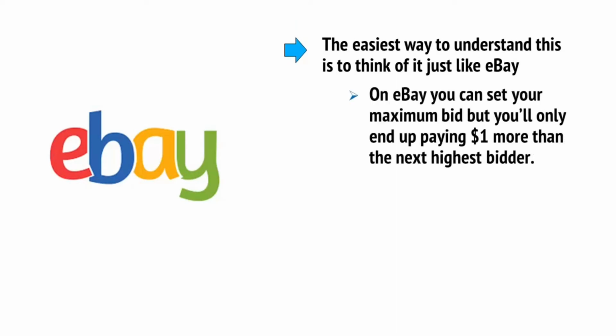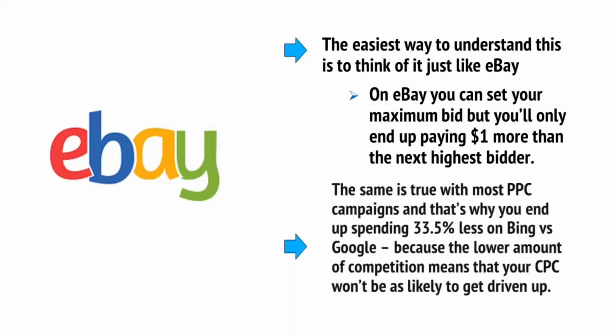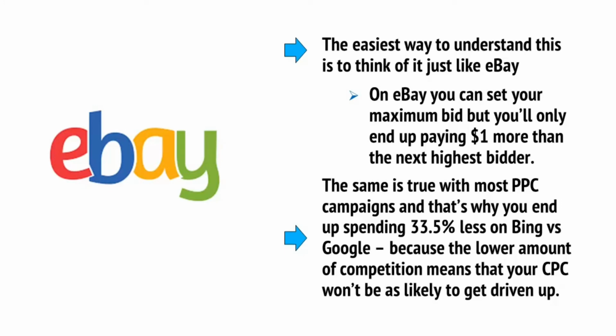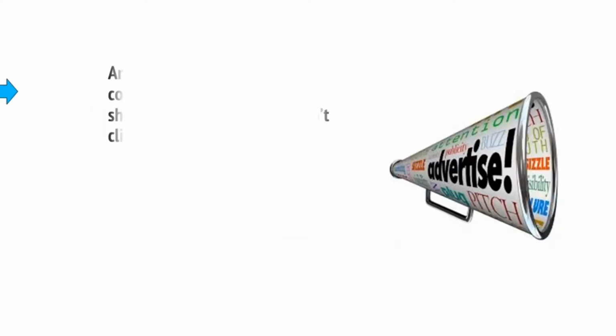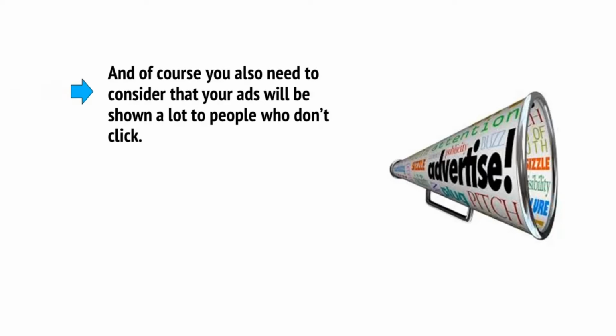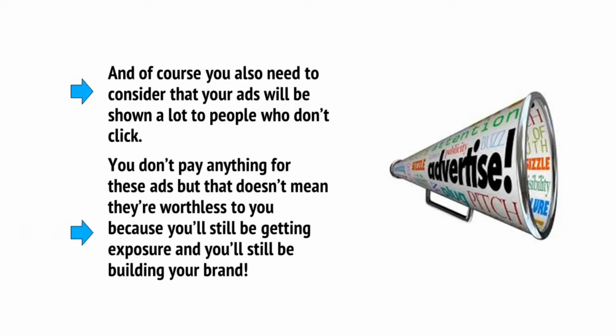On eBay you can set your maximum bid, but you'll only end up paying $1 more than the next highest bidder. And the same is true with most PPC campaigns, and that's why you'll end up spending 33.5% less on Bing versus Google, because the lower amount of competition means that your CPC won't be as likely to get driven up. And of course, you also need to consider that your ads will be shown to a lot of people who don't click. You don't pay anything for these ads, but that doesn't mean they're worthless to you because you'll still be getting exposure and you'll still be starting to build your brand.